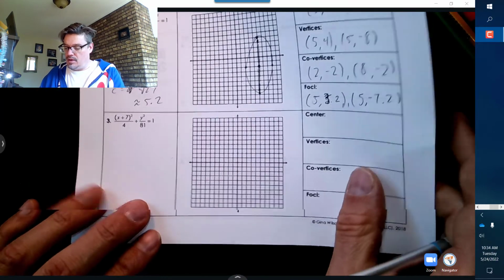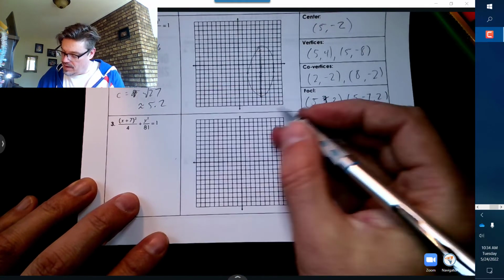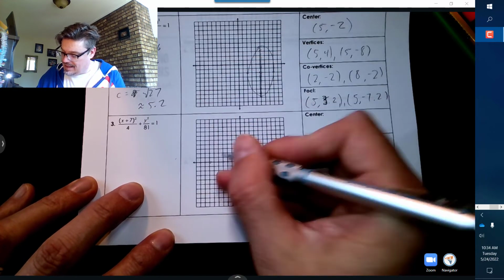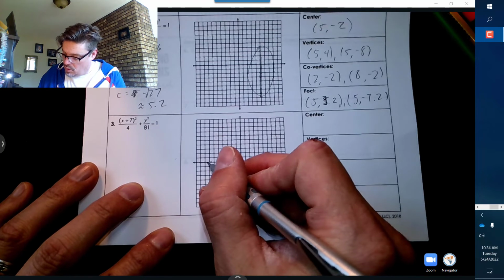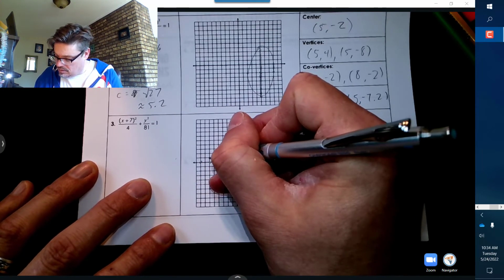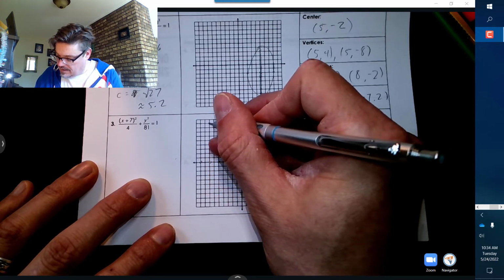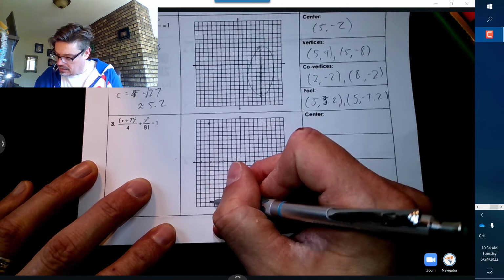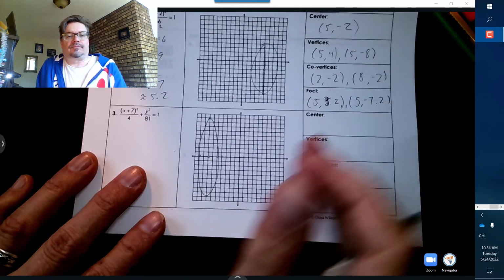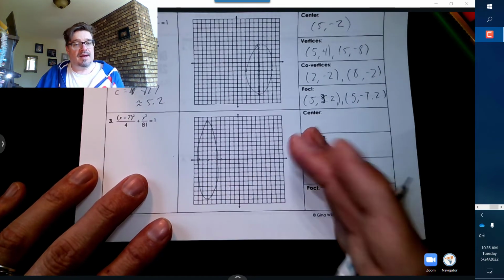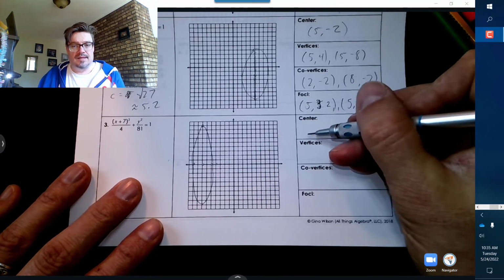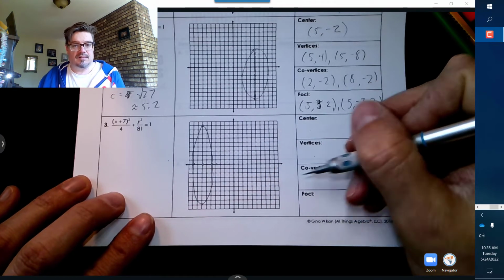All right, so quickly, we're going to go x negative 7, 1, 2, 3, 4, 5, 6, 7. And then that is the center. We're going to go 3 wide, and then 9. 1, 2, 3, 4, 5, 6, 7, 8, 9. All right, something like that. For all intents and purposes, many times that's all you have to do. But you'd label these: center, vertices, co-vertices, no problem.